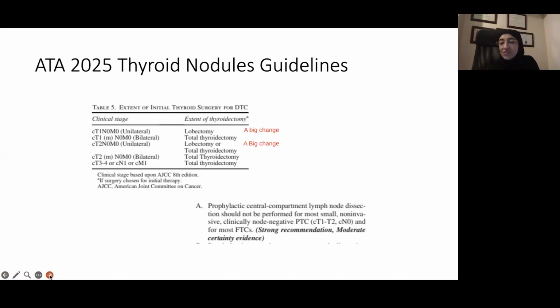So what do the most recent guidelines tell us? Everyone is eager to learn and to apply this into practice. Some of us have been practicing this already. So the nodule guidelines in 2025 have de-escalated the practice that we're doing. So doing less is considered more in the welfare of patients. So T1 now, and up to T2, you can consider lobectomy. That's a big change from the previous practice.